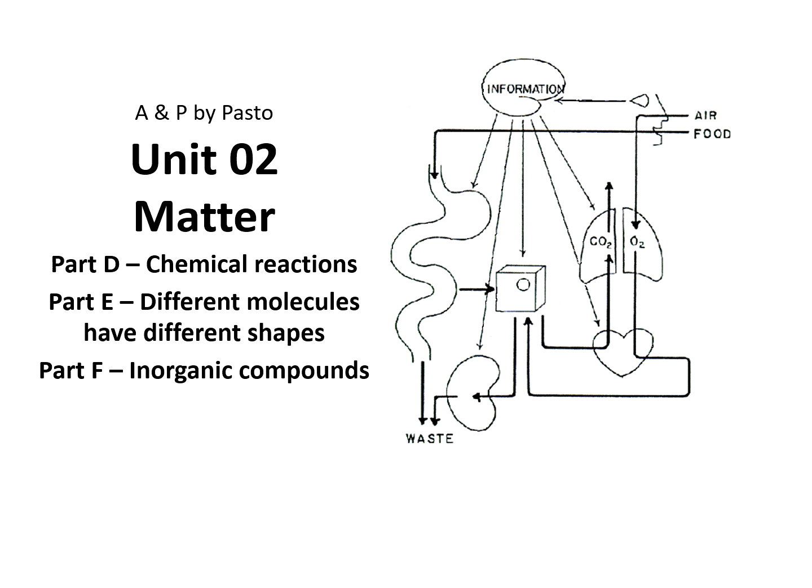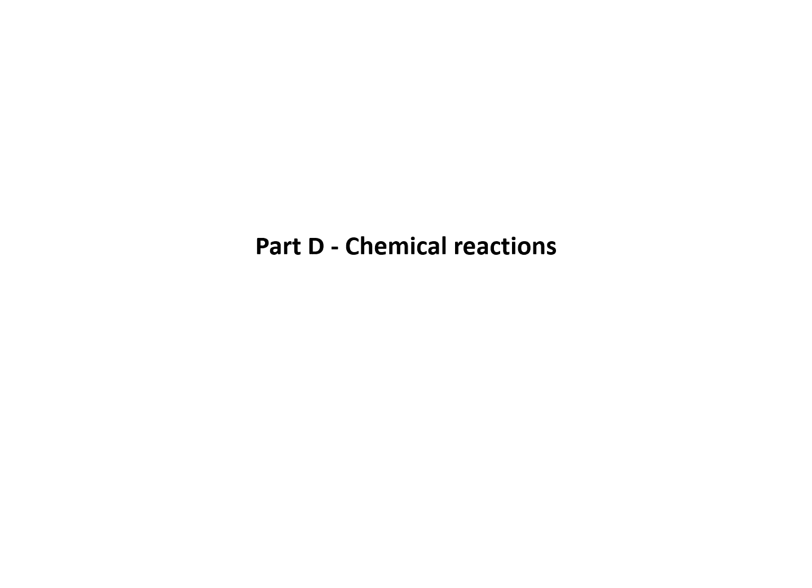This is the second video of Unit 2. It includes Part D, chemical reactions, Part E, different molecules have different shapes. I know, it sounds a little odd, but as you'll see, the shapes of molecules is critical for their functioning. Also, Part F, inorganic compounds. If you haven't done so, you might proceed through the first video of Parts A through C.